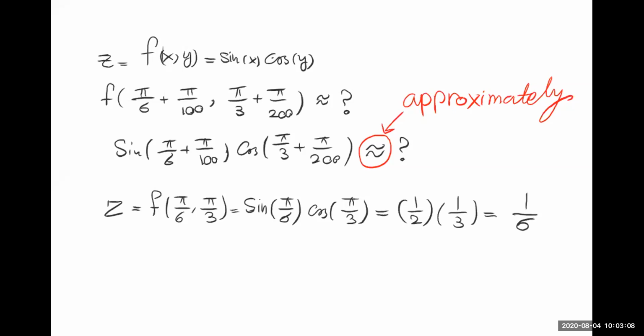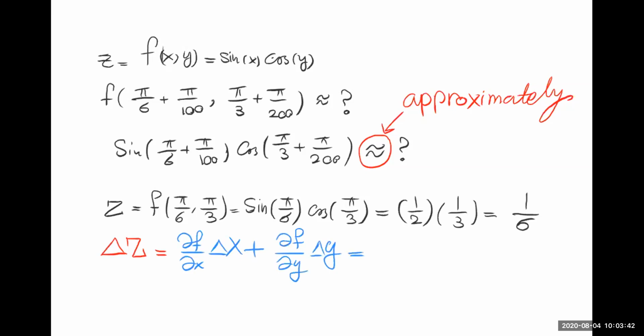Okay, we have that. Now we want to see, if we replace this point x and y by a nearby point, how much the value of the function would change. The change in the value of the function, delta z, is equal to the partial derivative of the function with respect to x times the change in x plus the partial derivative of the function with respect to y times the change in y.